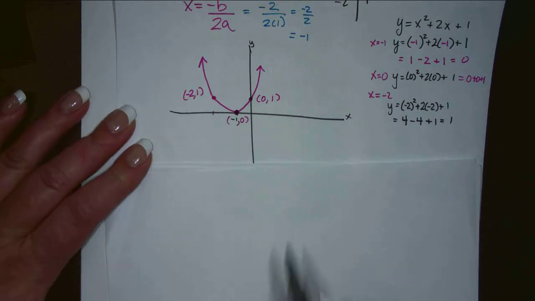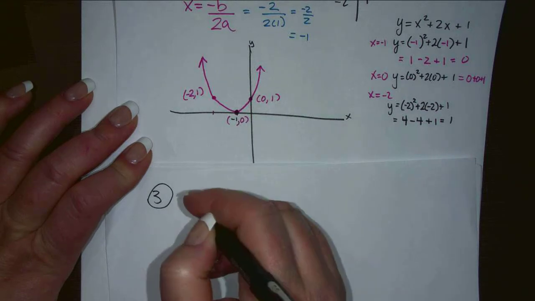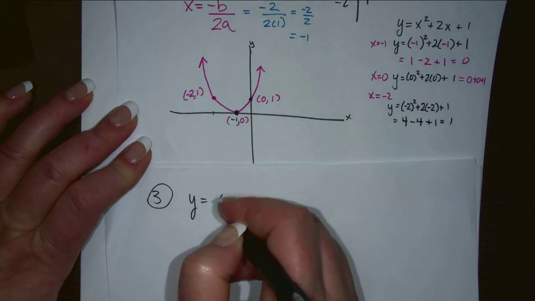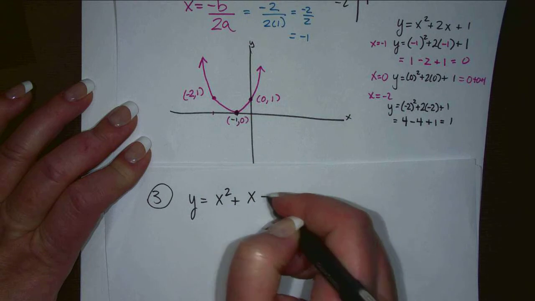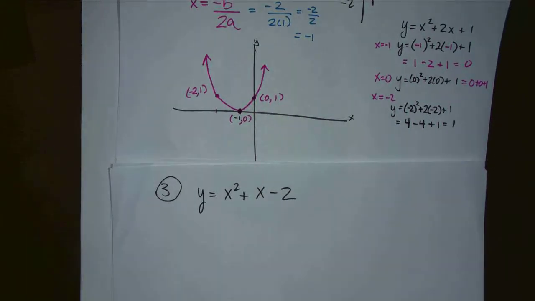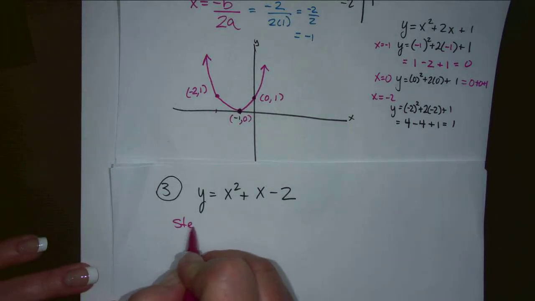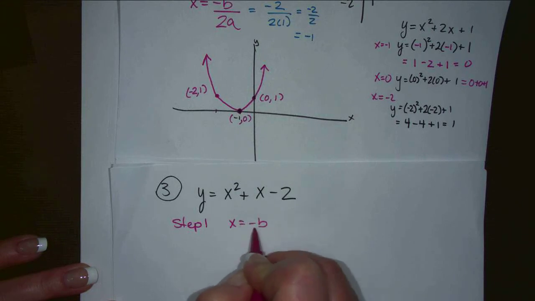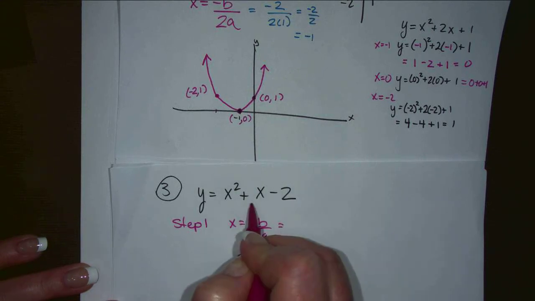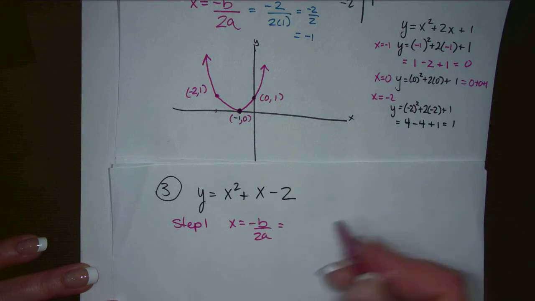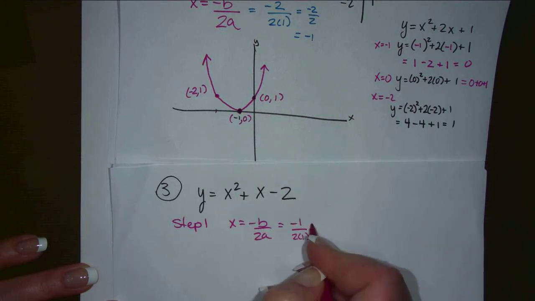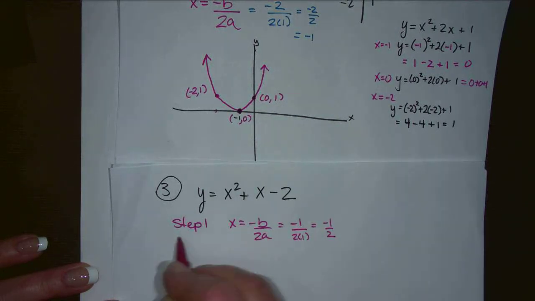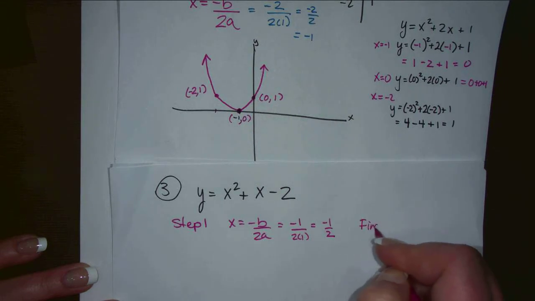Okay. Number 3. Now we'll go from easy to kind of hard. Fractions. All right, so step 1, find the vertex. So here B and A are both 1. So minus 1 over 2 times 1, negative 1/2. So step 1, find the x value of the vertex.